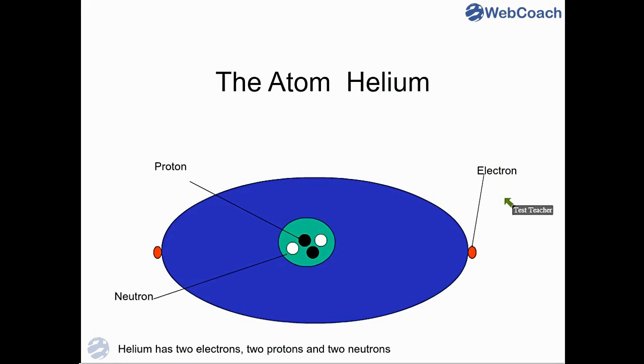That means it has 2 protons, 2 electrons, and since the atomic mass number of helium is 4, which is the sum of protons and neutrons, and we know from the atomic number that its number of protons is 2, so 4 minus 2, we know that there are 2 neutrons. This is how helium is.